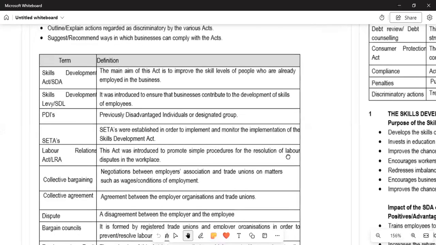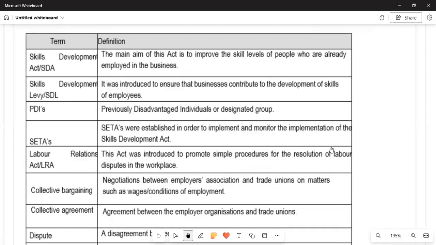So these acts were there to bring in solutions for those people, so that they as well can be included and contribute to the economy of the country. Firstly, I would like to take you to the terms and definitions of these acts. As you can see, there is a term and definition. The first act I would like to talk about is the SDA, which is the Skills Development Act.